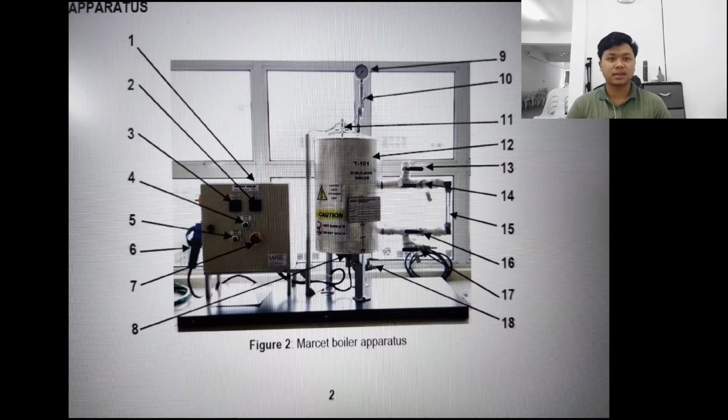Number 16, side glass valve, which is MVB 103. Number 17, water supply valve or MVB 104. And the last one, number 18, is the drain valve, which is MEV 105.